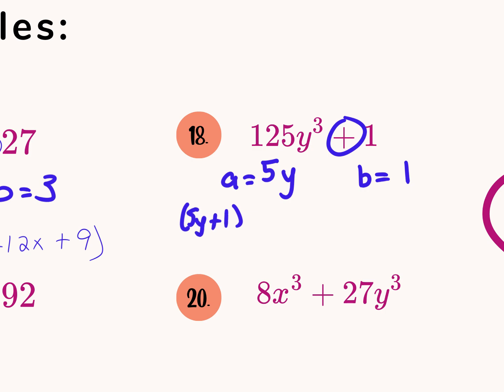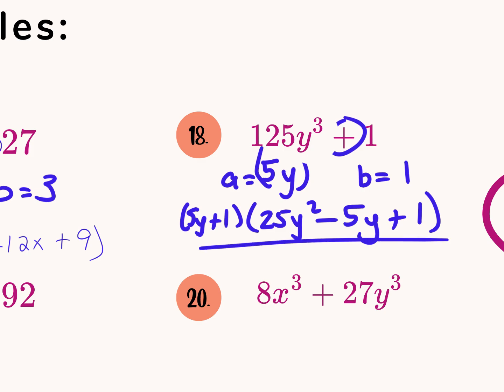5y plus 1. So now I'm going to square my first term. Guys, if I square 5y, what does that become? 25y squared. Good. You have to make sure you distribute. So 25y squared. How do I get my middle term? What do I do with a and b? I just stick them together, and it's going to be the opposite. Good. So 5y, and then I'm going to square the last term. What's 1 squared? 1. Perfect.